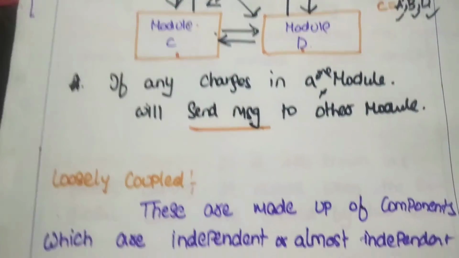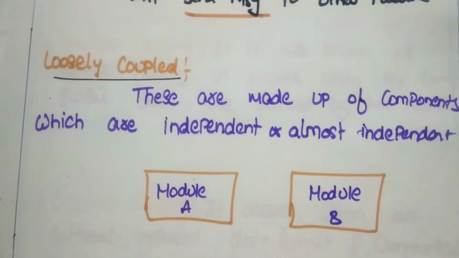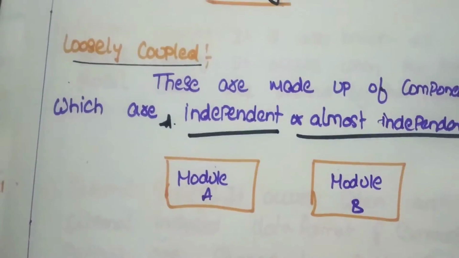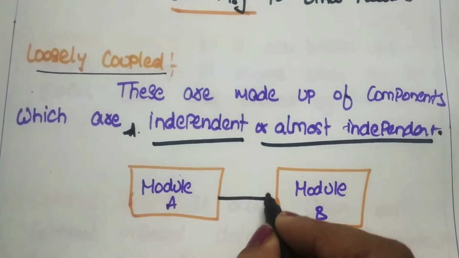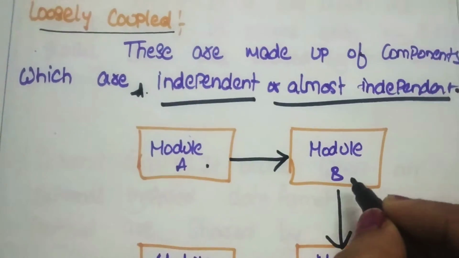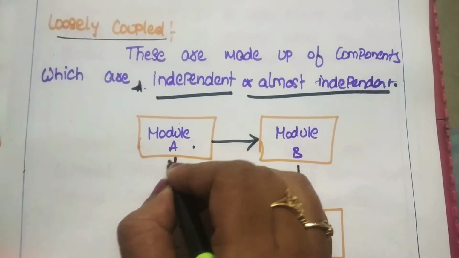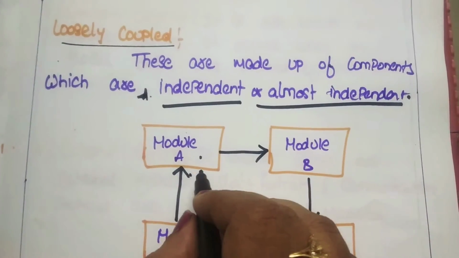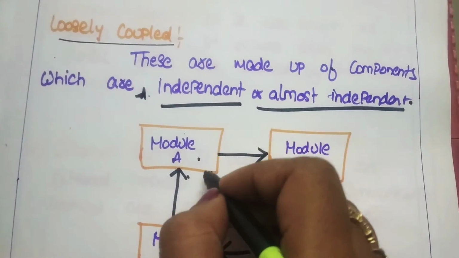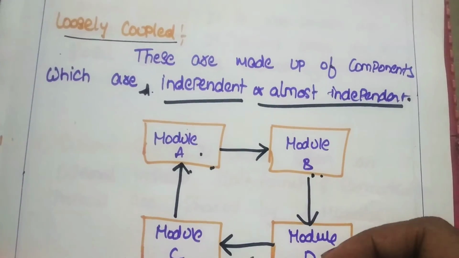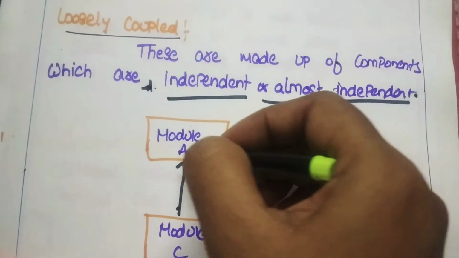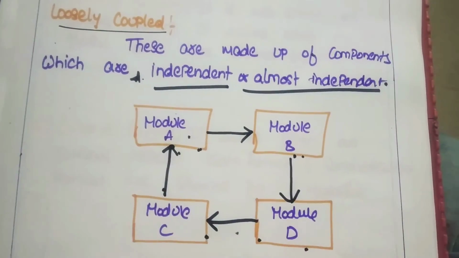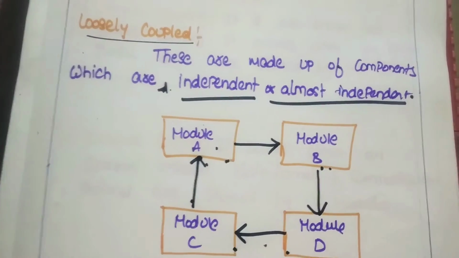The next one is loosely coupled. Loosely coupled means these are made of components which are independent or almost independent. Very important point. Almost independent means, by seeing the pictorial representation, A is interacting with B, but B is not interacting with A. B is interacting with D, D is interacting with C, and C is interacting with A. What you understand from the pictorial representation is that all modules are almost independent.